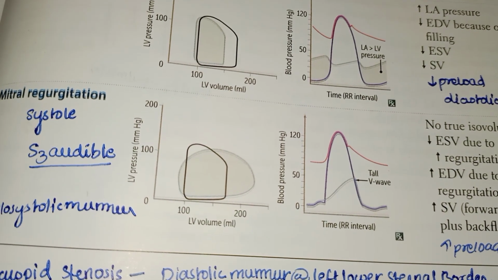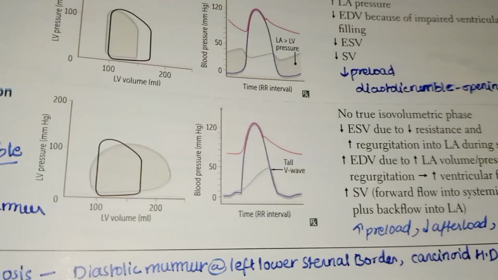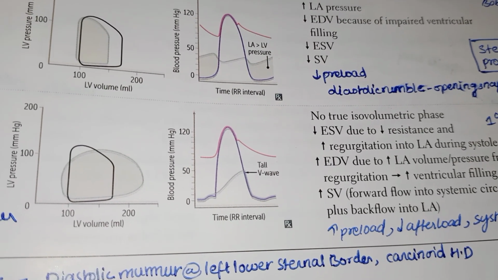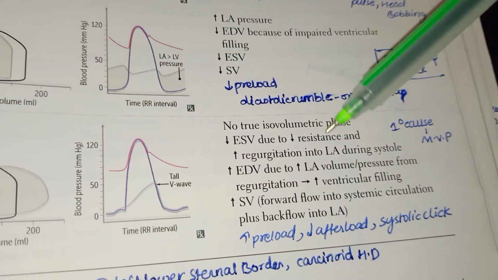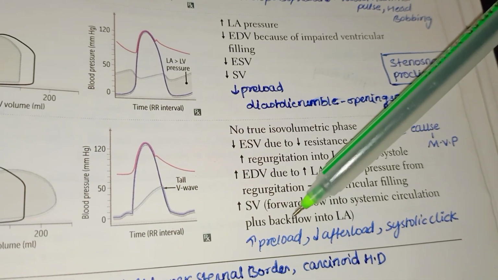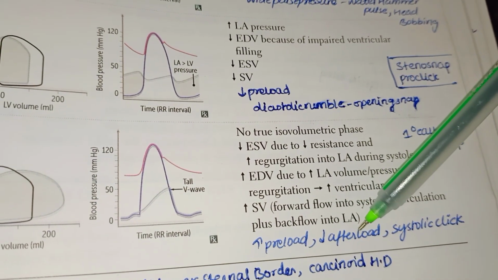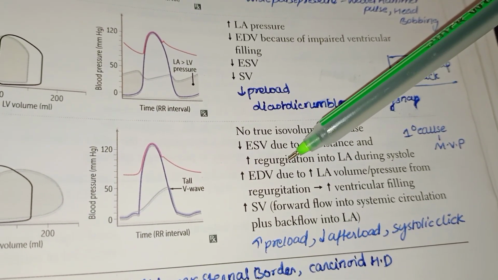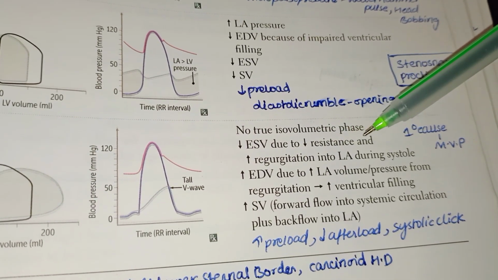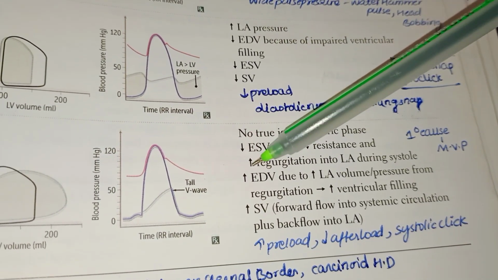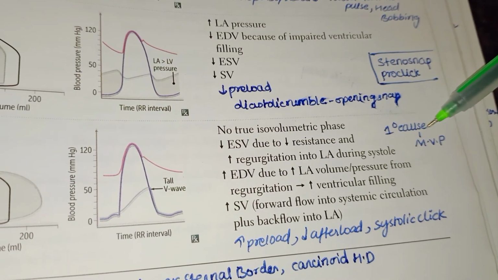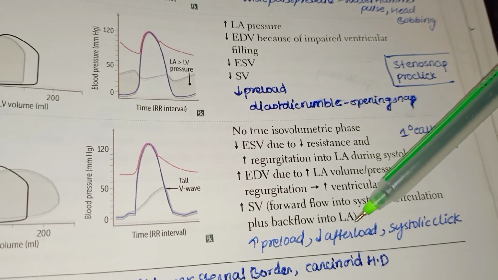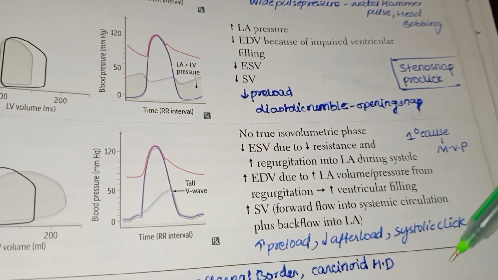So in mitral regurgitation the problem is the blood is going back, so this decreases end systolic volume, increases end diastolic volume, increases stroke volume because more blood is flowing forward into systemic circulation plus backflow into the left atrium. End systolic volume is decreased due to decreased resistance and increased regurgitation into the left atrium during systole. So that's why end systolic volume is decreased. The primary cause is mitral valve prolapse. Here there is increased preload, decreased afterload, and there is a systolic click.